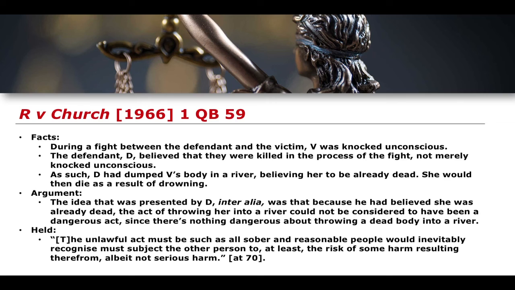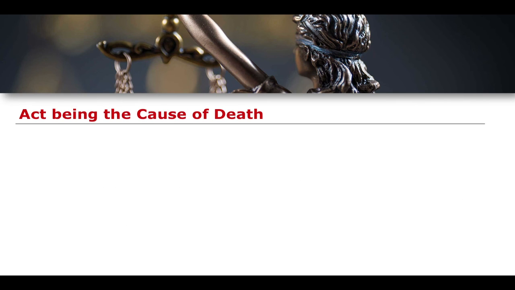Now, the court said the following in making a decision. They said that the unlawful act must be such as all sober and reasonable people would inevitably recognise must subject the other person to at least the risk of harm resulting therefrom, albeit not serious harm. Okay, so there is a requirement here that harm is created to essentially label this a dangerous act, albeit not necessarily serious harm.